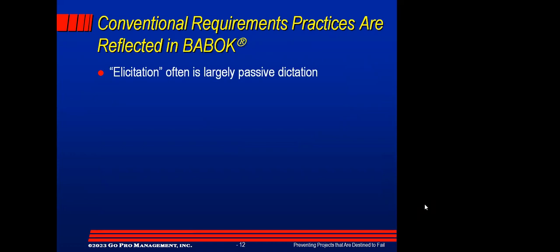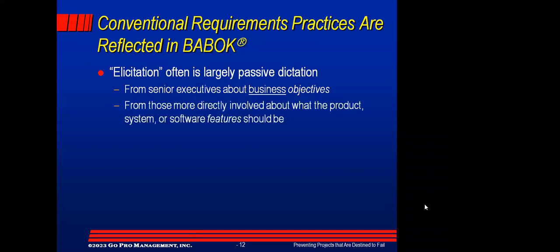And so as Babok describes it, even though the Babok authors vehemently deny this, what they're calling elicitation is often largely passive dictation, and especially about the business objectives, that they're primarily taking, you know, verbatim whatever the senior executives choose to say, and then they're taking verbatim from the users, the people downstream who are more directly involved with the project or product or system or software. You know, tell us what the features should be, describe them to us, lay out screens for us to build, because that's what we like to do.